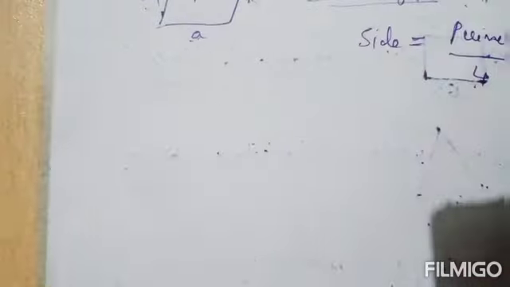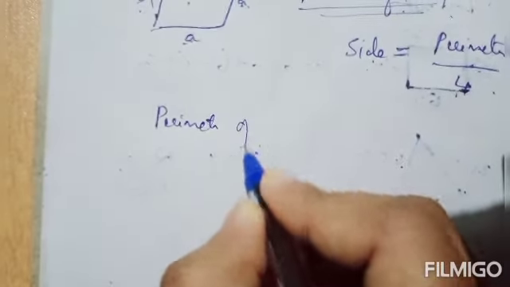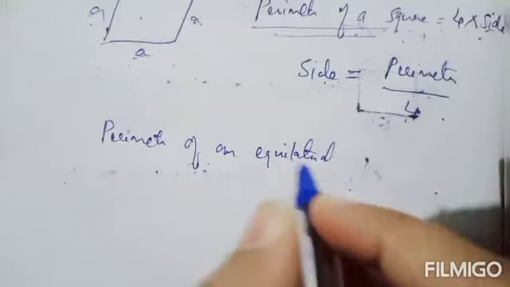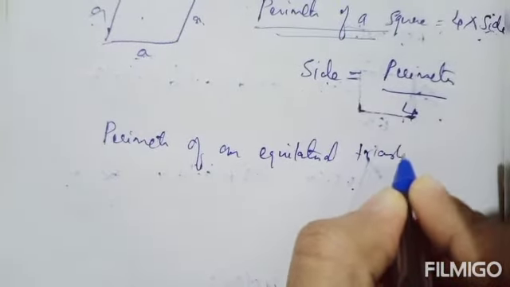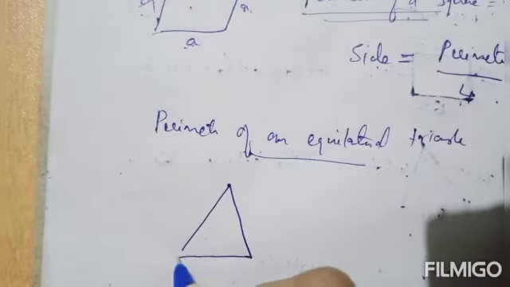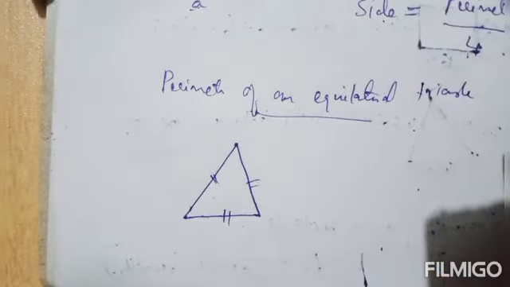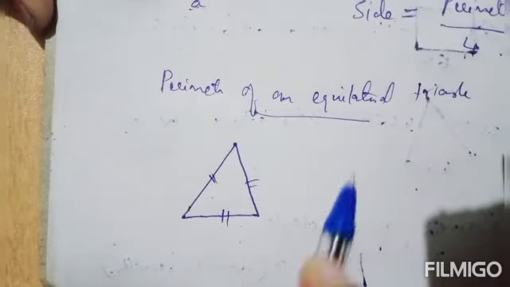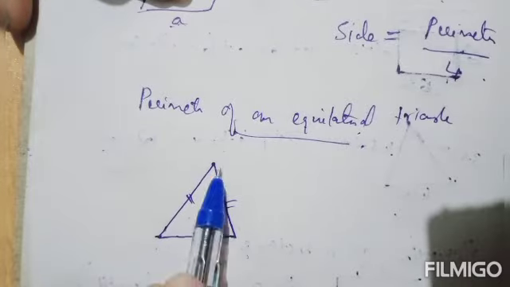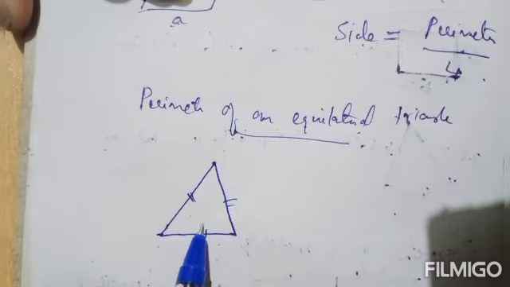Okay. Next, perimeter of an equilateral triangle. So, a triangle, you know, is a closed figure having 3 sides. If all the sides of a triangle are equal, then that triangle is an equilateral triangle. Equilateral triangle means all the sides of a triangle are equal.